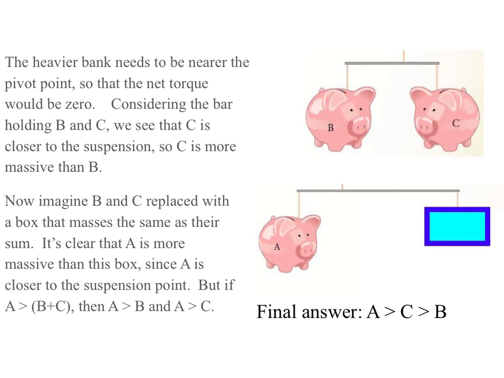So if we consider B and C together and forget A for the moment, for this bar to be balanced, with C being closer in, it must be more massive than B. And then they're going to exert a combined torque here, a combined force on this string, so I'm going to replace them with a box that has the same mass. And now we can see that A is closer to the pivot point than that box is, so A must be more massive than the box. But if A is more massive than the box, then it's more massive than anything in the box. So A is more than C, which is more than B.